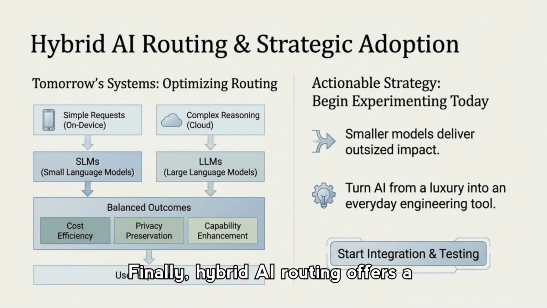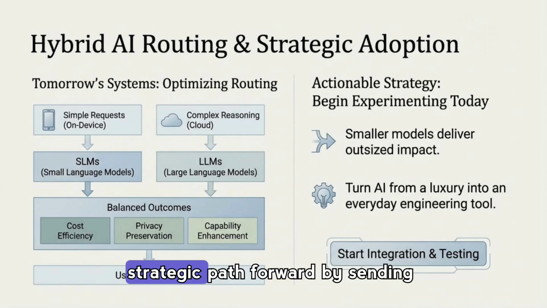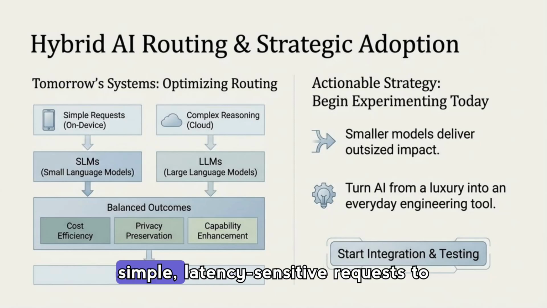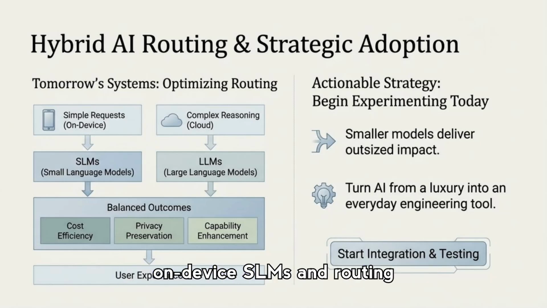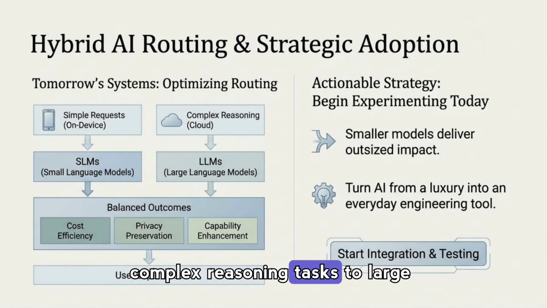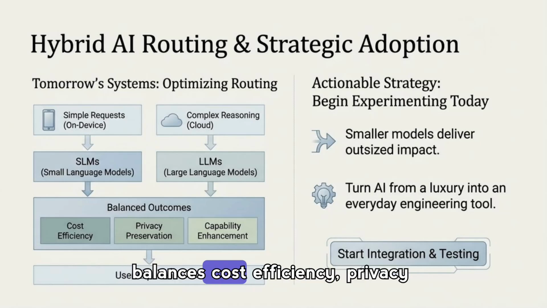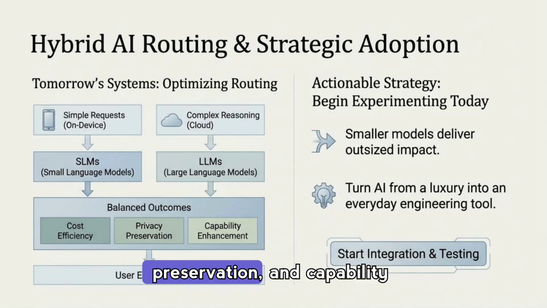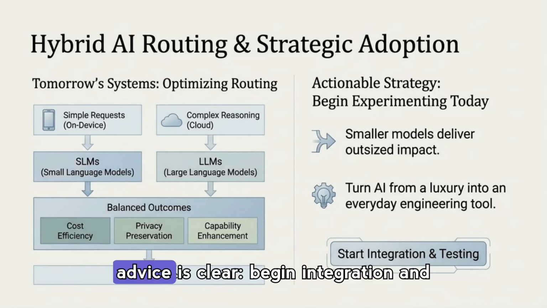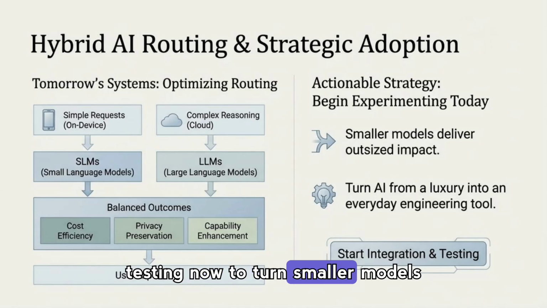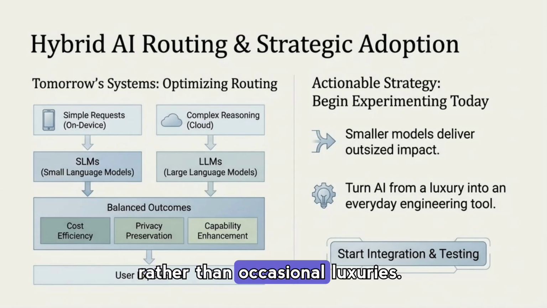Finally, hybrid AI routing offers a strategic path forward by sending simple, latency-sensitive requests to on-device SLMs and routing complex reasoning tasks to large cloud models. This hybrid approach balances cost efficiency, privacy preservation, and capability enhancement, and the actionable advice is clear. Begin integration and testing now to turn smaller models into everyday engineering tools rather than occasional luxuries.